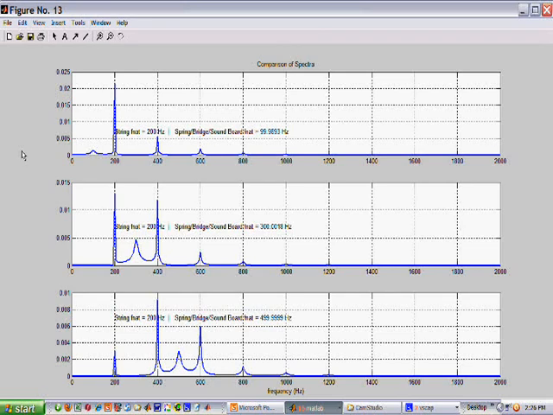First, the 100 hertz case. Now 300 hertz. Finally 500 hertz.